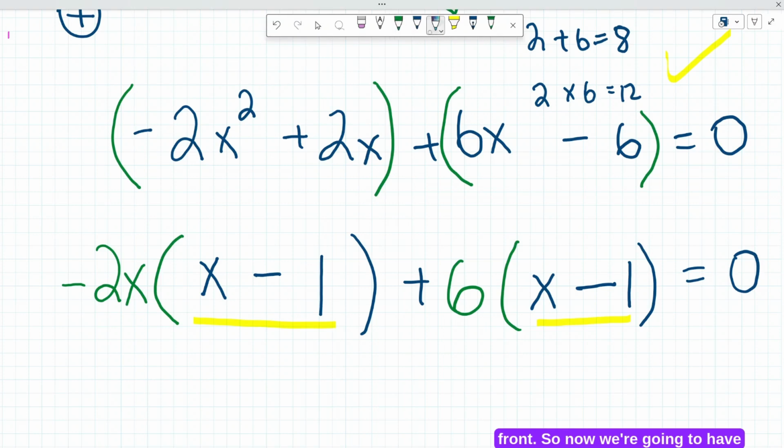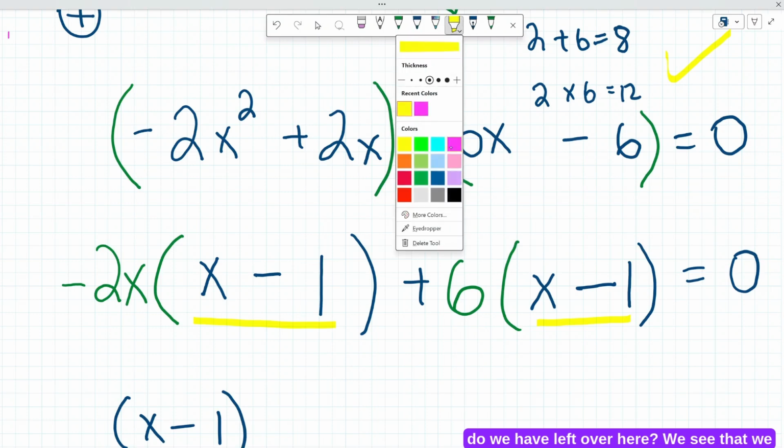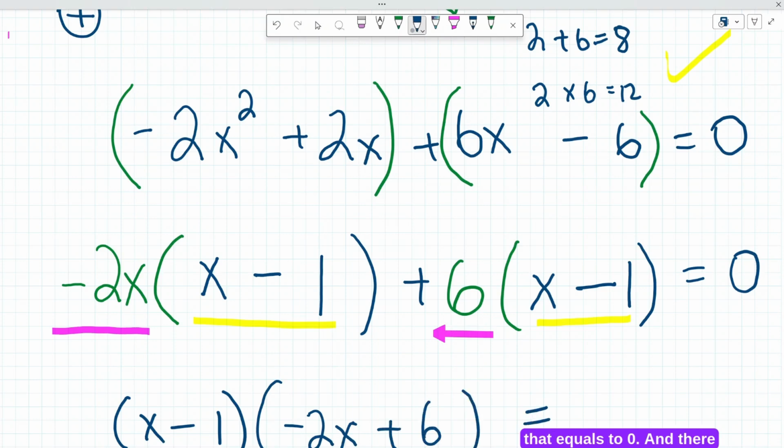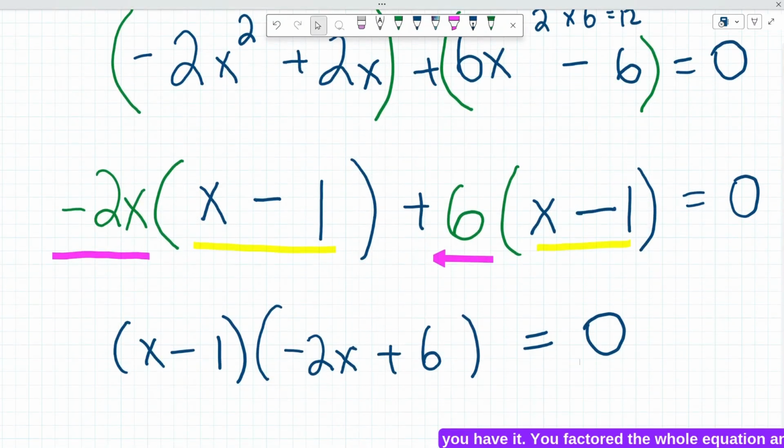So now we're going to have x minus 1 out front, and then we have to collect the terms that are left. So what do we have left over here? We see that we have negative 2x and 6. So we're just going to add those together. So we have negative 2x plus 6, and that equals 0. And there you have it. You factored the whole equation, and now you have it in an easy to read, two-termed factored form equation.